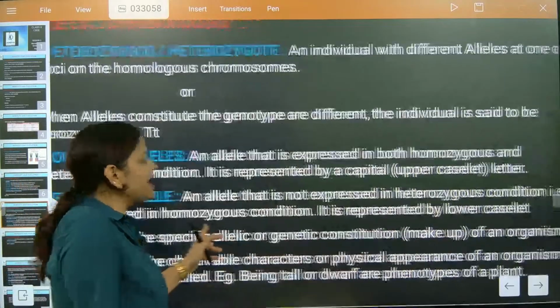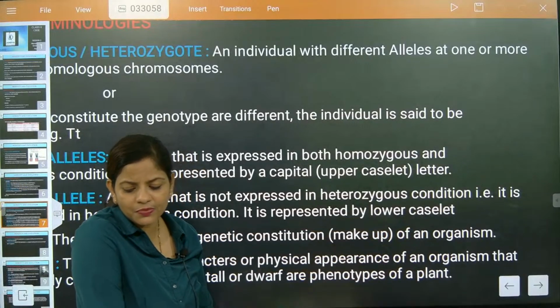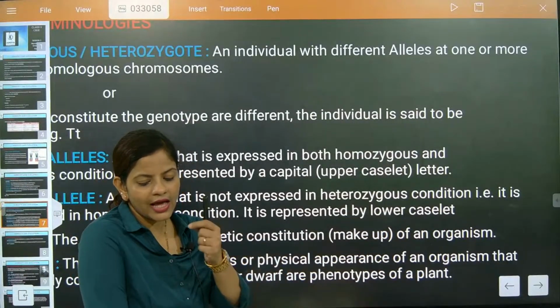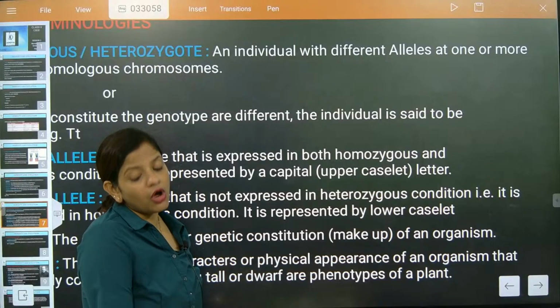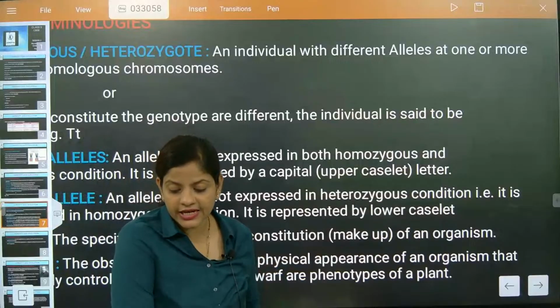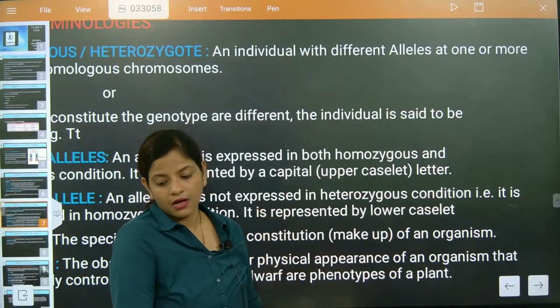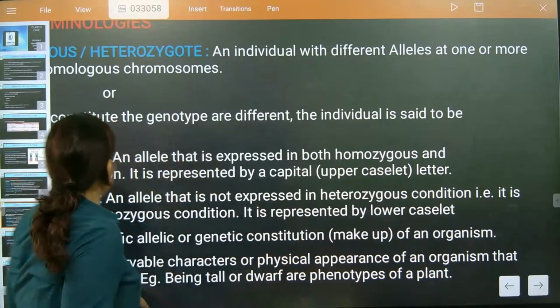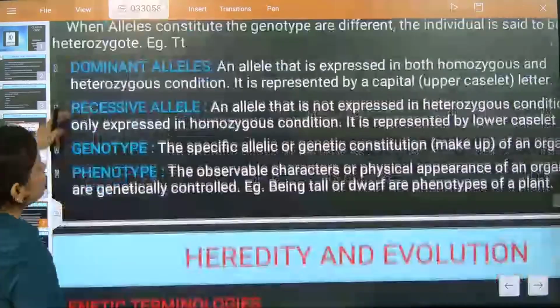Recessive alleles cannot be expressed singly; they need to be in a pair. Understood? They are represented by lowercase letters, like the alphabets we are using now. Capital letter is for dominant, small letter is for recessive. So dominant can exist single, but recessive needs a pair. Now we are going to talk about genotype and phenotype.